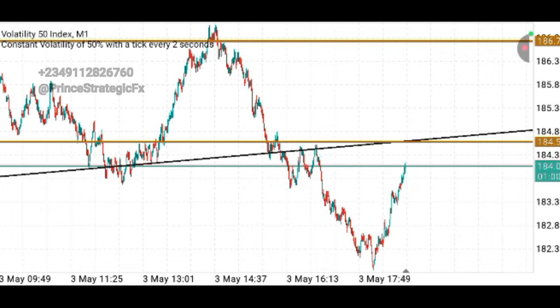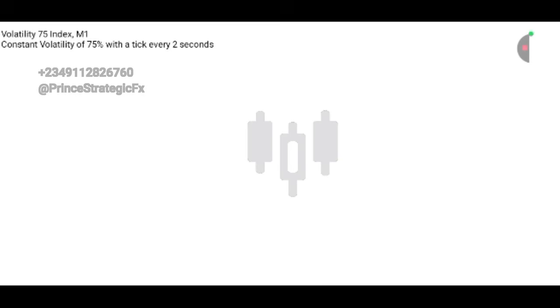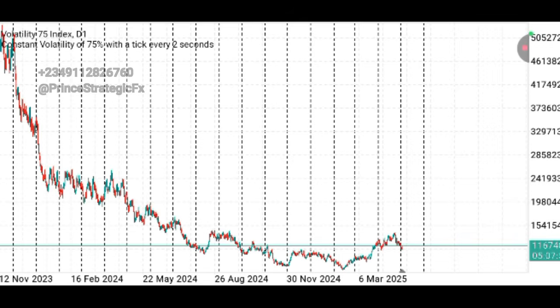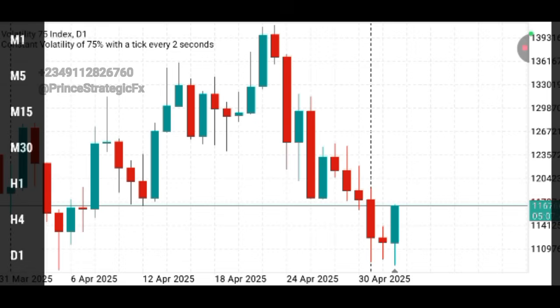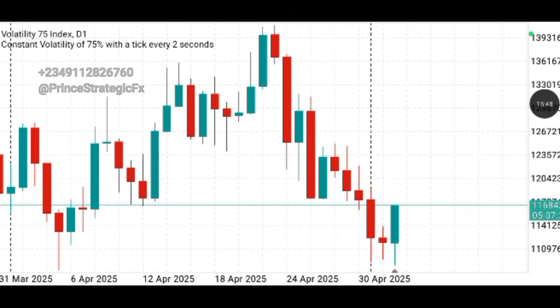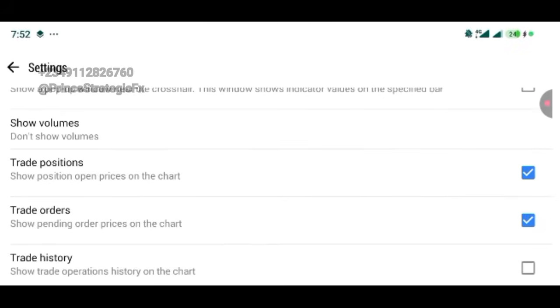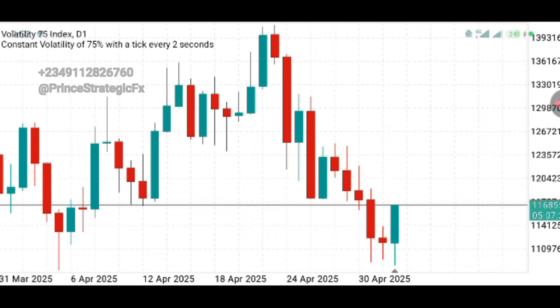let's head over to another chart where I can actually explain this way better. Let's go over to V75, and inside of V75, let's go to the daily time frame. I will go back, because I'm going to be explaining this step by step so you guys can actually understand. So I'll tap here, go back to my separator, and remove the separator so you can understand exactly what I'm talking about right here.